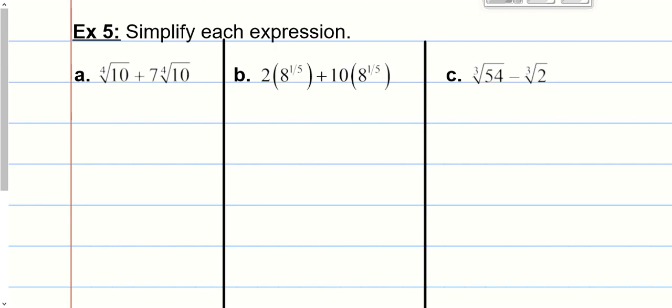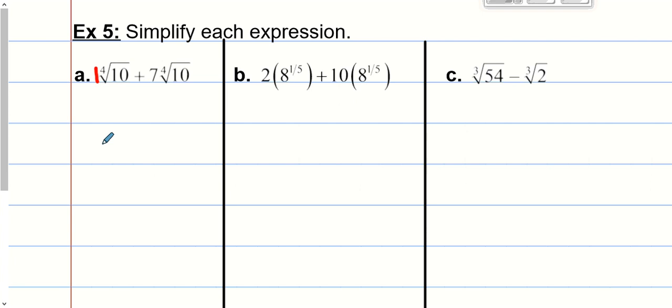All right, example 5. With example 5, it says simplify each expression. So we have 4 square roots of 10 plus 7 times 4 square roots of 10. Well, if there was not a coefficient out front, like right here has a 7, right here there's nothing, but that means that there's an understood 1.